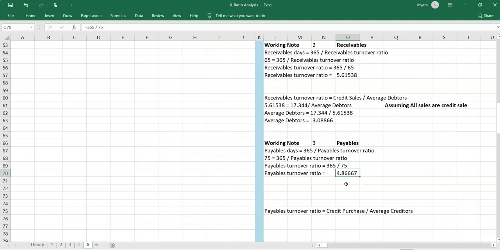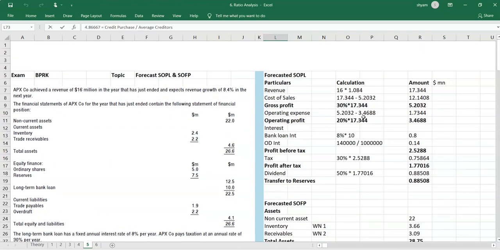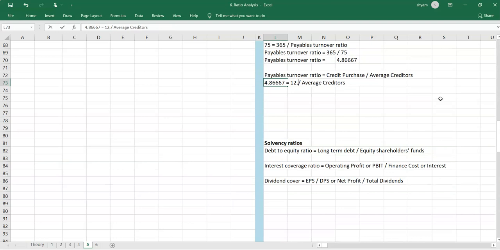Okay, so the answer comes to 4.866. So that's about the answer. So let's get the other ratio. So we have to get a number for credit purchase. So we do not have anything for credit purchase. So we'll take the cost of sales number. It is 12.1408. So we can solve it.